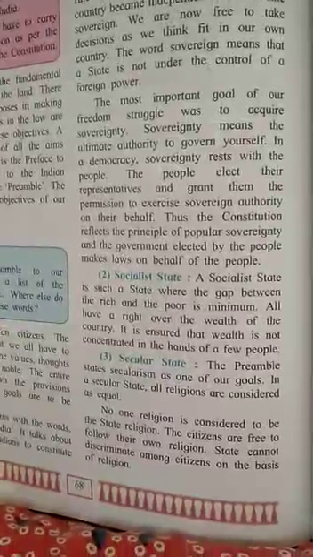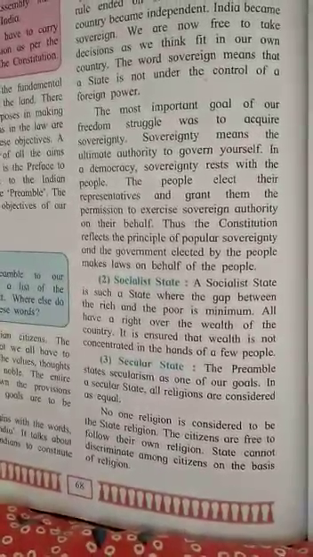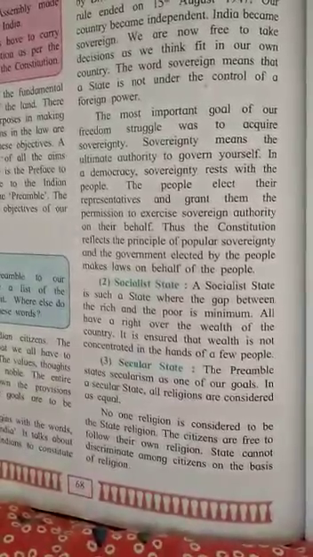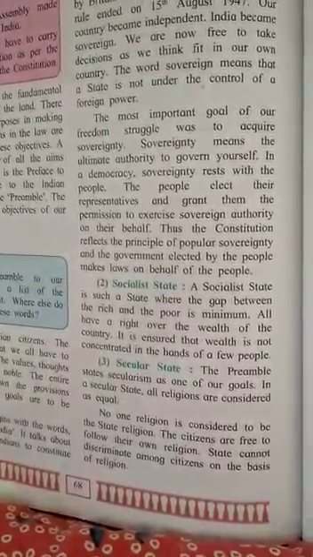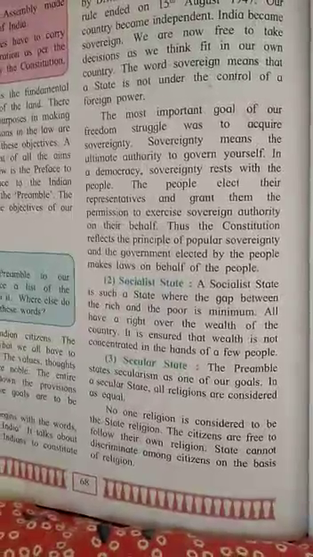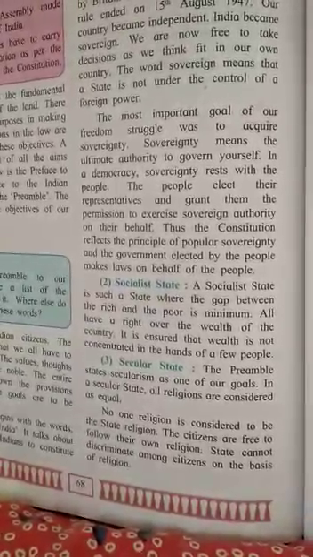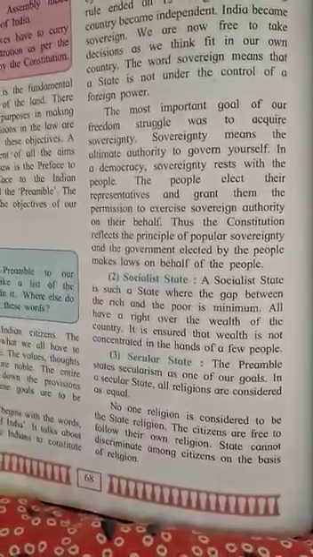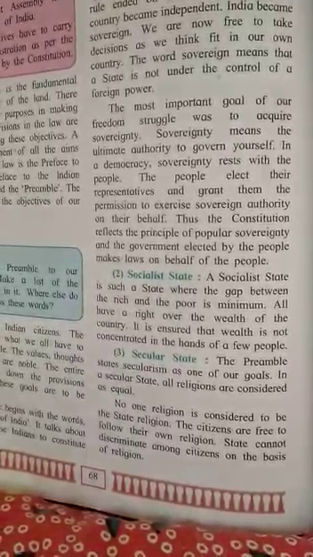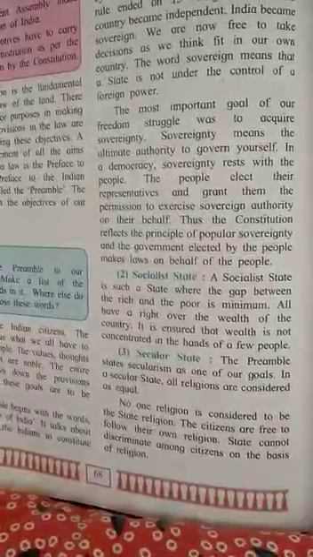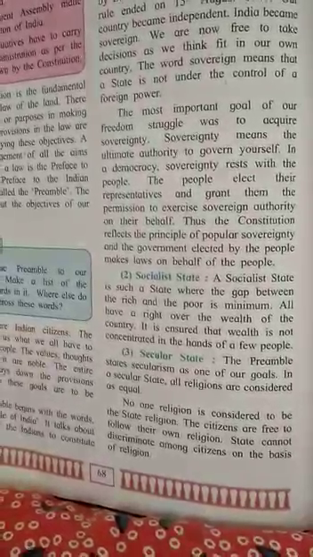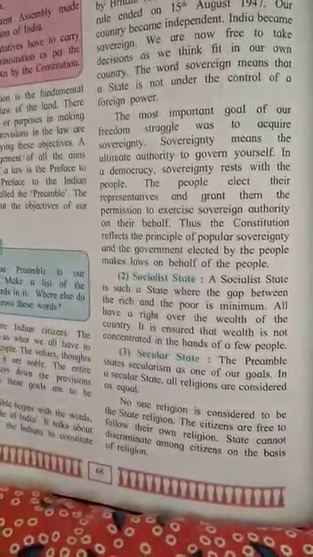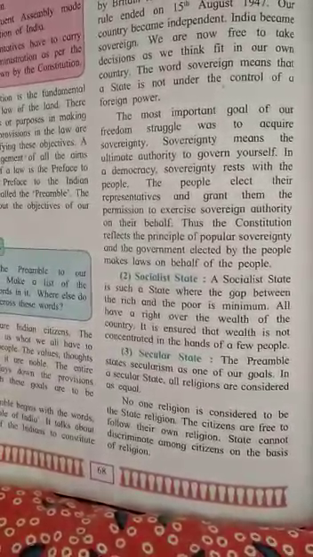A socialist state is such a state where the gap between the rich and the poor is minimum. There is no discrimination between rich and poor. All have a right over the wealth of the country. It is ensured that wealth is not concentrated in the hands of a few people. The wealth is distributed to all people equally.